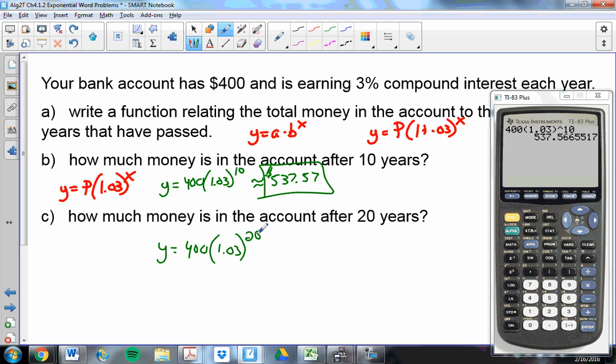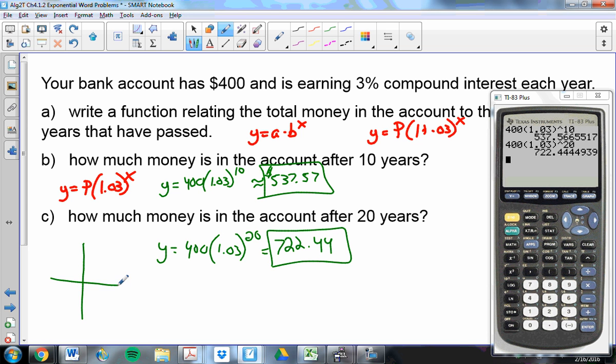From 0 to 10 years, the money went up $137. So we might expect it to go up $137 again for 20 years. But it actually goes up by substantially more. It went up by almost $190 because there was more money to take interest on each year. Each year there was a little bit more money from the previous year's interest, and that causes it to grow faster and faster, and that's the definition of exponential growth.